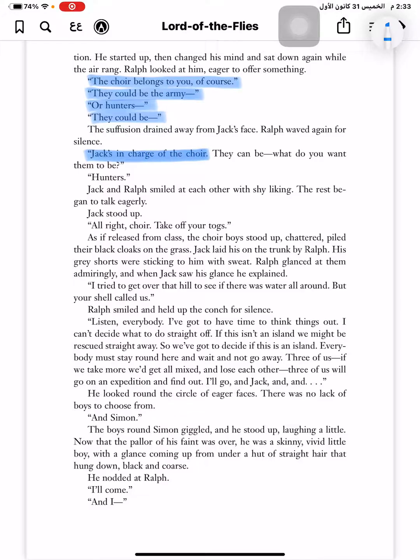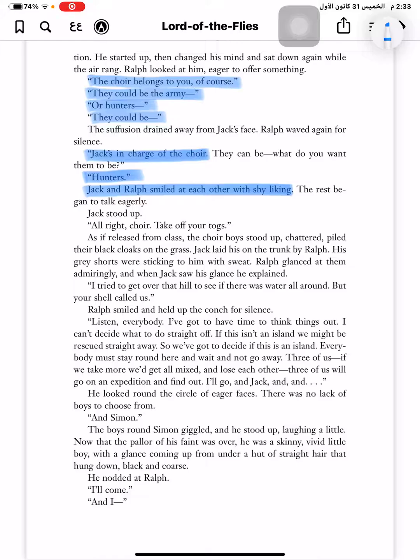Jack, of course, prefers hunters, he said. Now, Jack and Ralph smiled at each other with shy liking. Shy liking, okay, I'm going to comment on these things when the narrator presents a lot of things concerning the characters' interactions and the way they are talking.